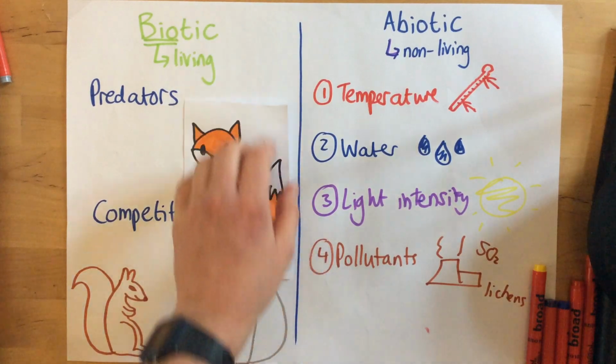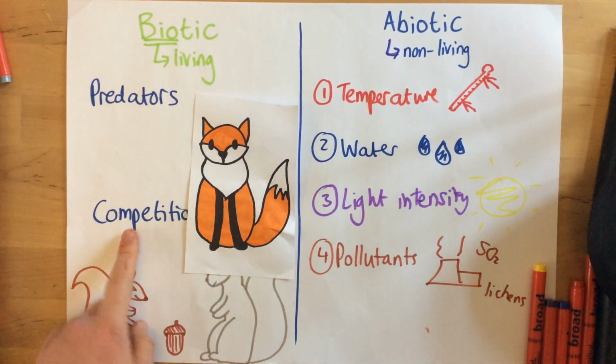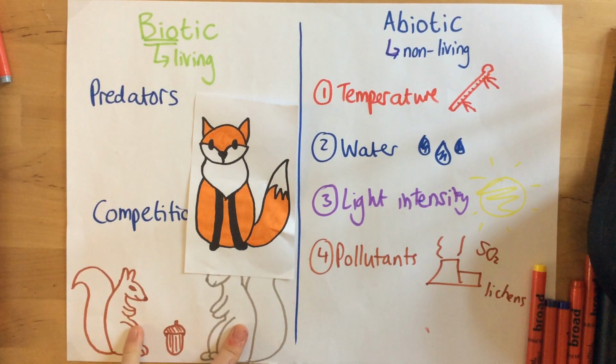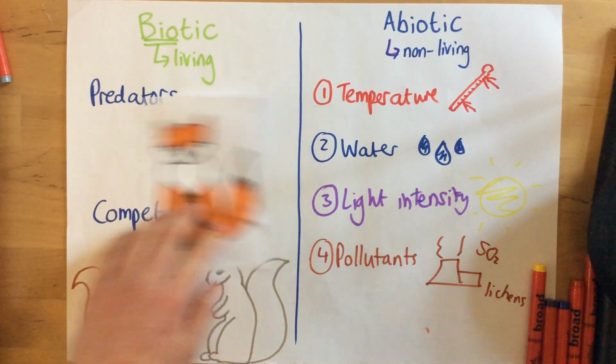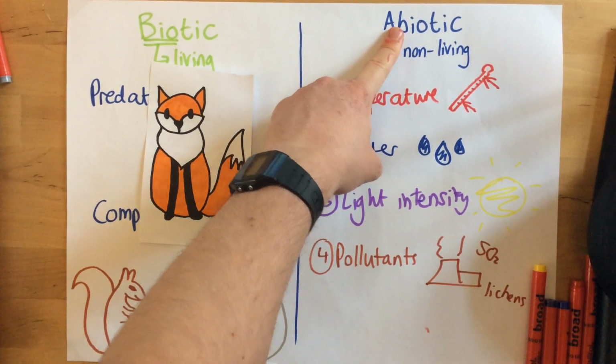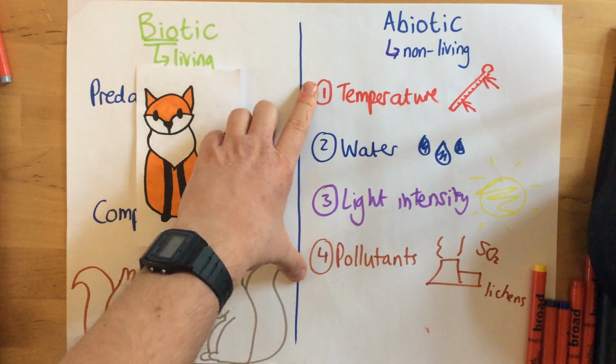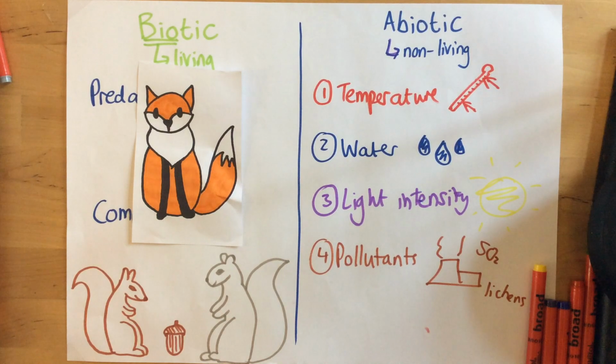So just to summarise, there's two types of factors, biotic and abiotic. Biotic are living. So if animals compete against each other, they can affect each other's population. If we introduce predators, it can again cause a decrease in the population of the prey. The 4 abiotic factors you need to know are temperature, water, light intensity and pollutants, and all 4 of these can also influence the distribution and population of organisms within an ecosystem.